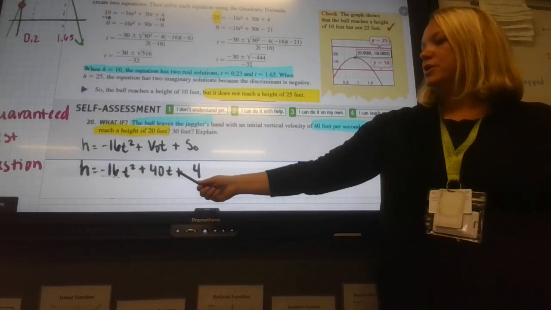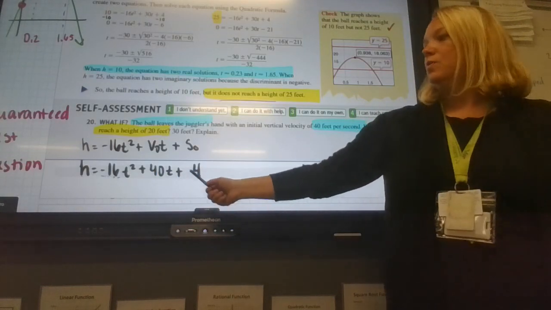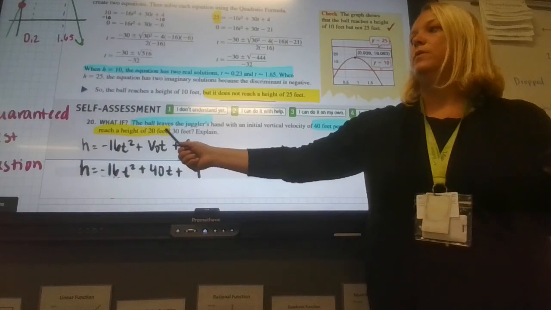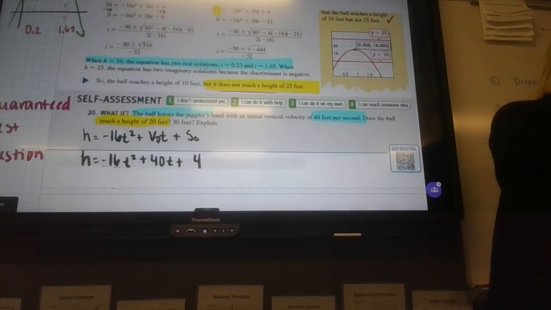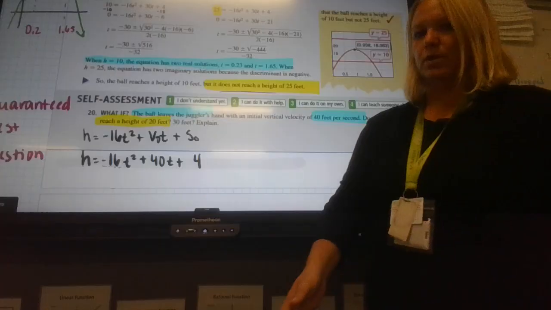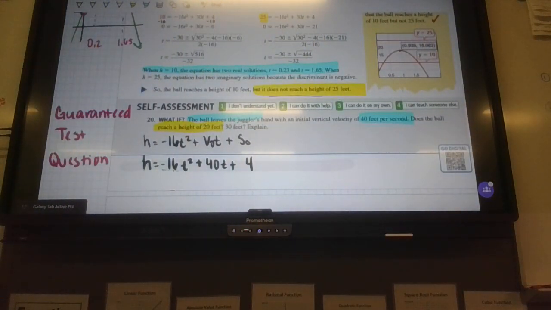So this is the function we're working with. It's 40 feet per second, starting out at 4 feet high. Will it get 20 feet? Will it get 30 feet? Not enough room to decide. I'm going to do it on the board. I'll do the 20 feet on this side.